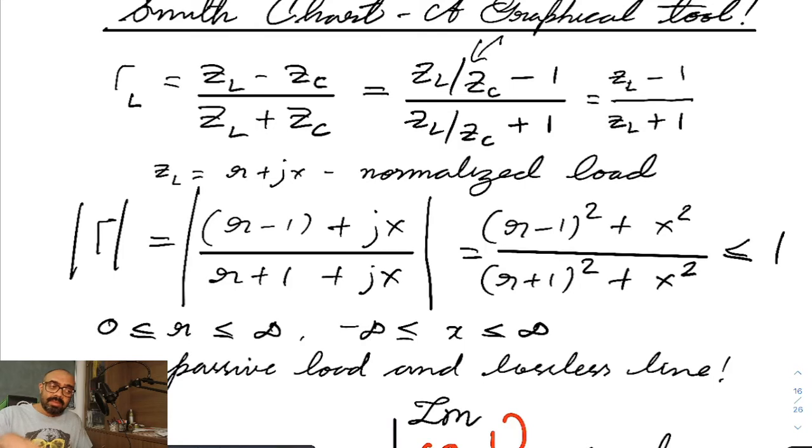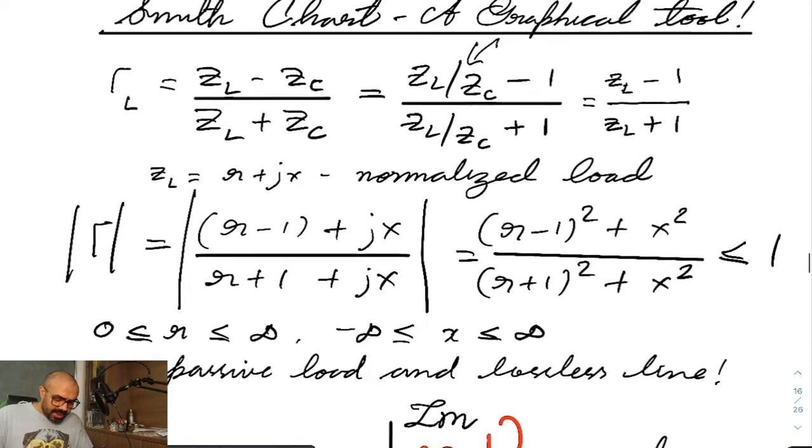And although nowadays we don't really need any graphical calculation tools, we can simply use a computer to do this for us, the Smith chart gives you a lot of physical insight and intuition into the behavior of transmission line systems. And thus, it is a good thing to learn despite the availability of computers and other software.